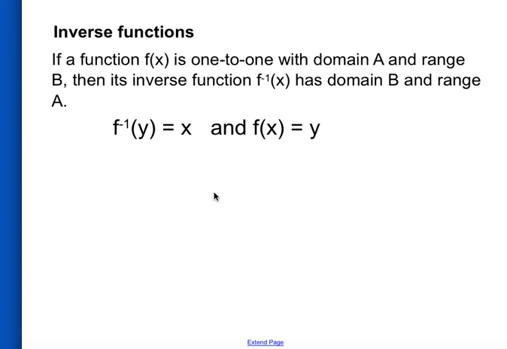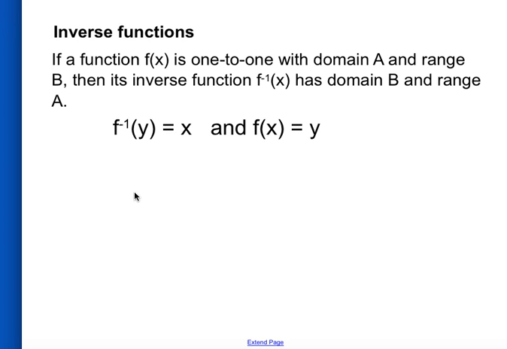All right. Now we're going to look at the second part here. We're looking at inverses. So we're going to look at inverse functions and the original function. If f of x is one-to-one and has a domain of a and a range of b, then the inverse function has a domain of b and a range of a. So you can see that the domain and range have been swapped.